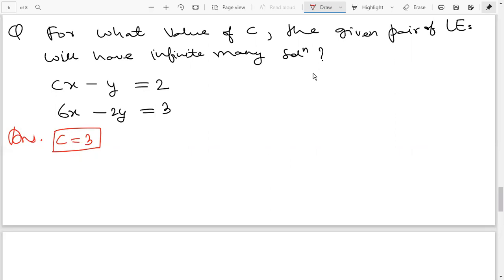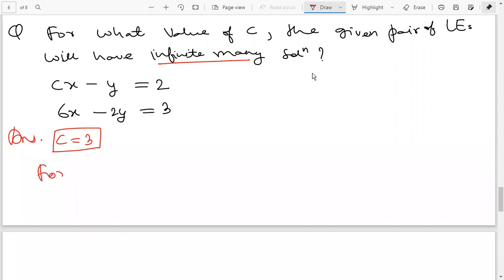So actually for infinite many solutions we have to find. Person is also saying 3. Okay. Cx minus y equal to 2, 6x minus 2y equal to 3.